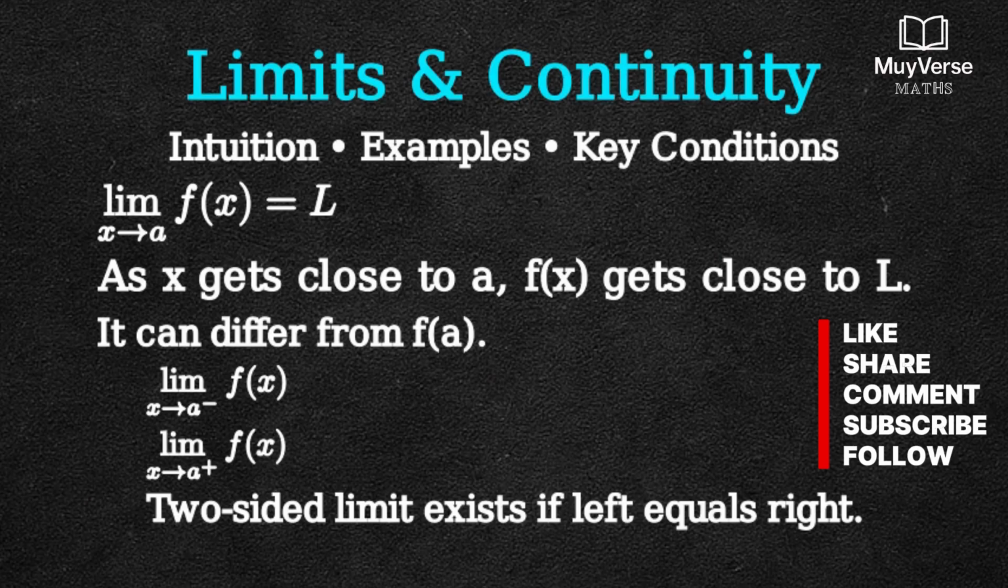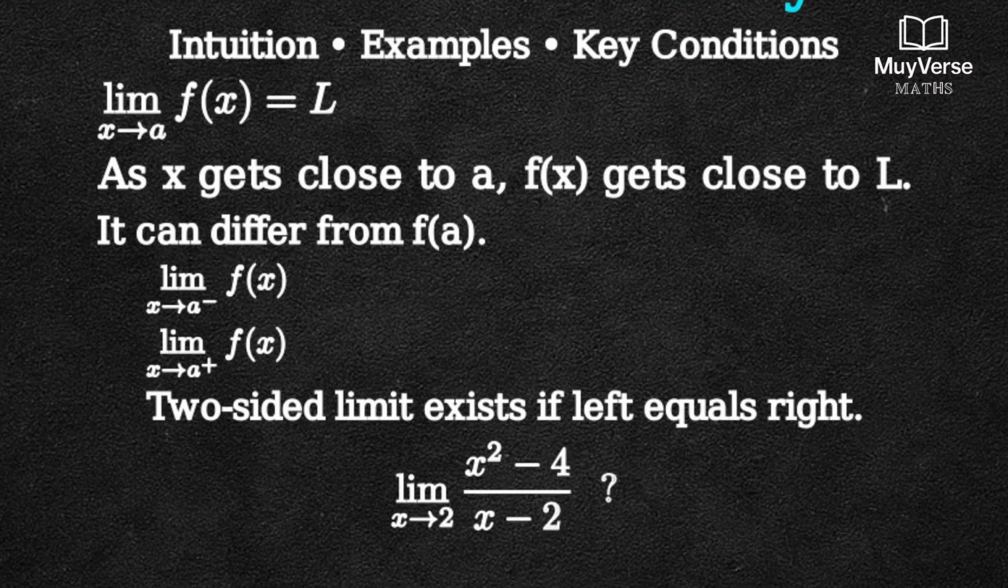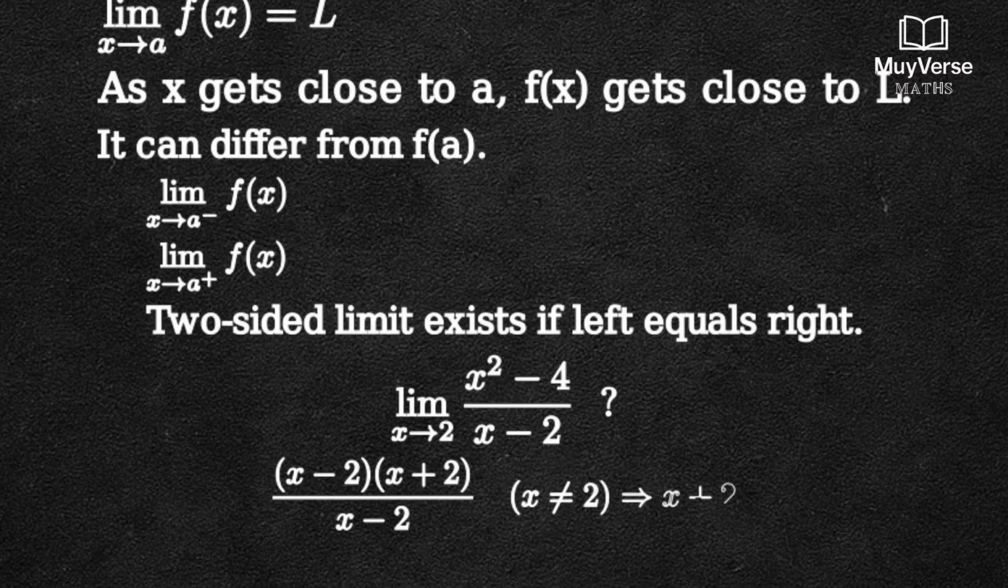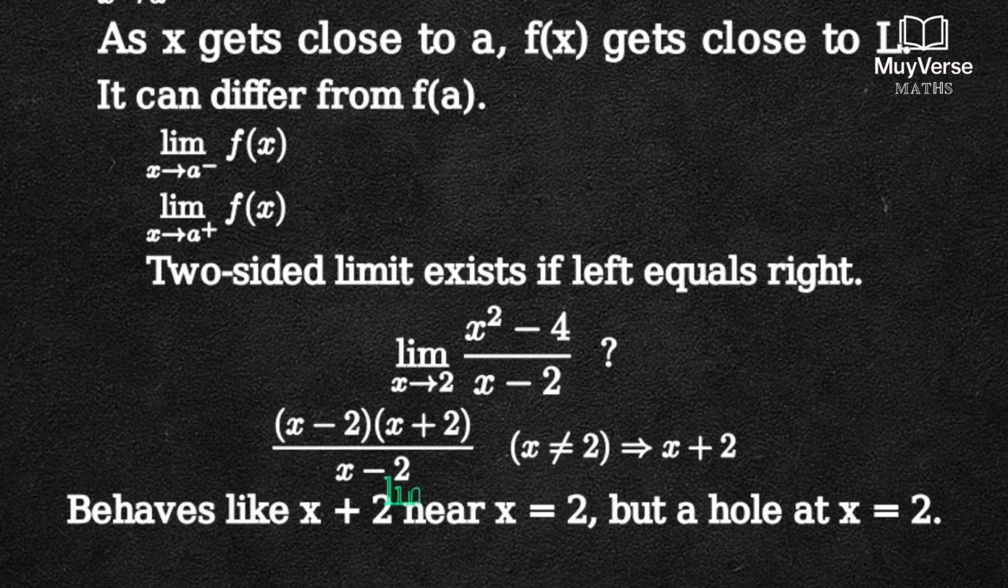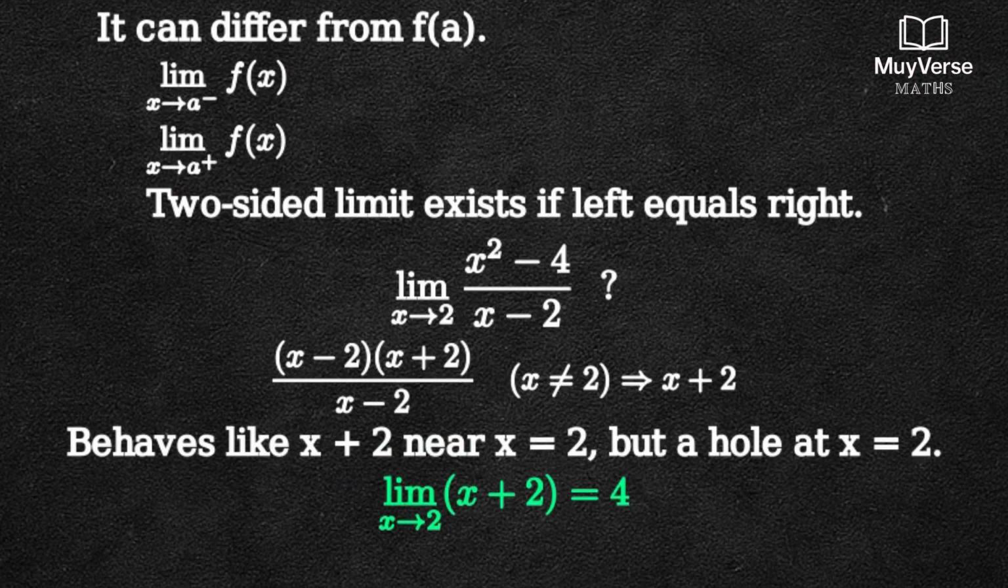Now a clean example. Consider the limit as x approaches 2 of the fraction x squared minus 4 over x minus 2. Factor the numerator as x minus 2 times x plus 2. For x not equal to 2, this simplifies to x plus 2. So the function acts like x plus 2 near x equals 2, but there is a hole at x equals 2. Therefore, the limit equals 4.